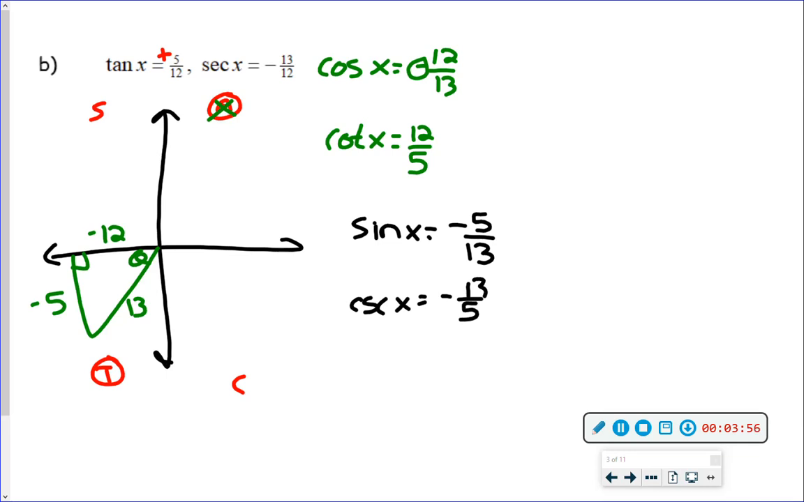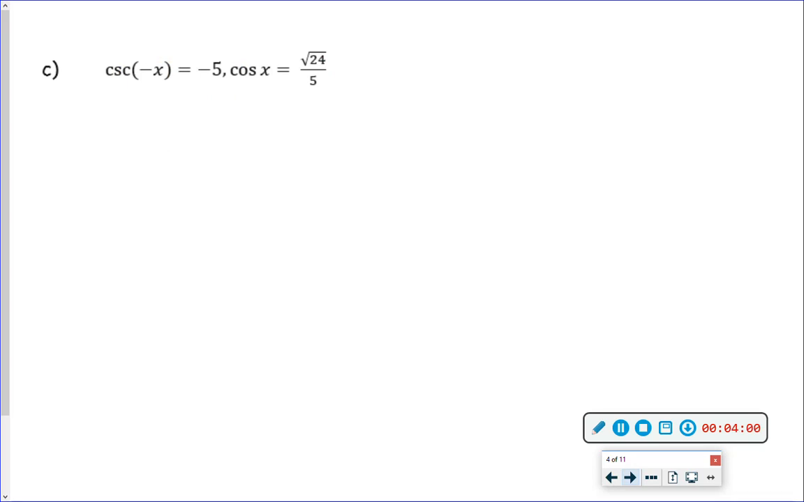Got it. Okay. All right, let's take a look at a couple more. Again, good review from the last chapter and using our identity skills for this one. So here comes an identity, cosecant of negative x. That's one of those even odd identities. Cosecant is odd, so that's going to equal the opposite. So the opposite of negative 5, 5.